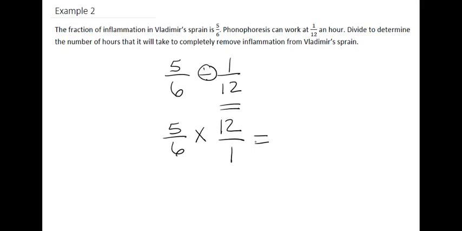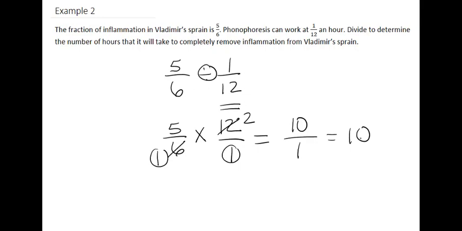Now we can go ahead and multiply. And with this multiplication now, this is when we can actually reduce before we even multiply out. So 6 divided by 6 is equal to 1. 12 divided by 6 is equal to 2. So we have 5 times 2 is equal to 10. And then 1 times 1 is equal to 1. So this is equal to 10.